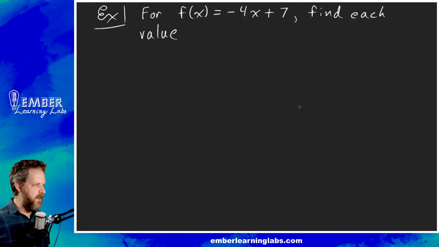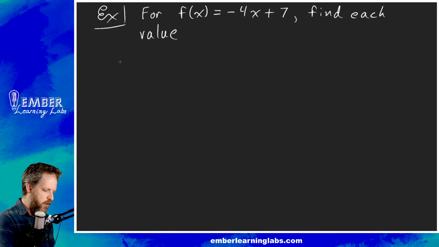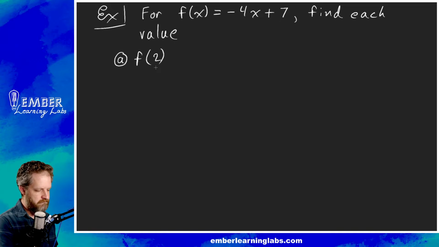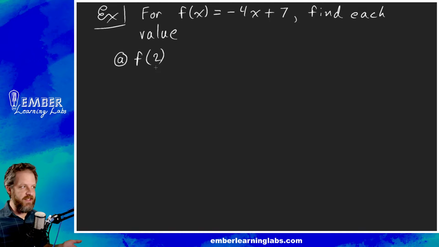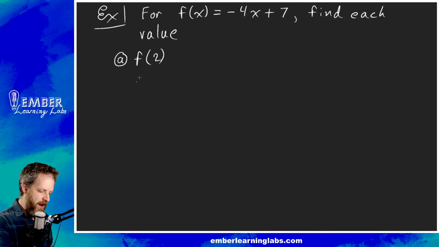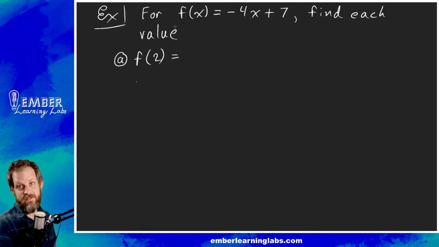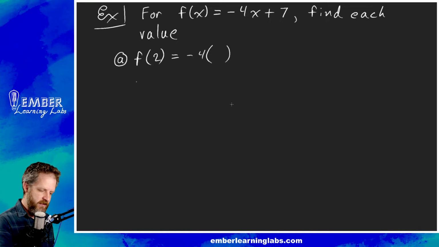Find each value. So part A of this question, we want to find f of 2. This is actually really easy. All we're going to do to start is rewrite our expression with parentheses everywhere the x is, where the independent variable is. So -4, open parentheses, close parentheses, plus 7.